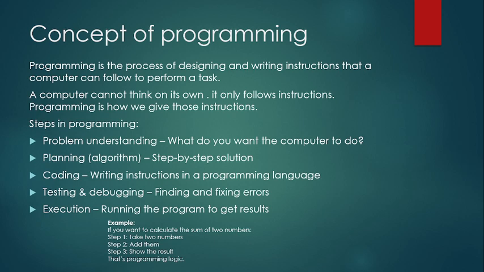And then we test it and find the bug. Finding the bug means you should resolve the bug, meaning debugging. It means you should do testing and debugging, finding and fixing the errors. Execution: finally, we execute the code, meaning running the program to get results. Example, if you want to calculate the sum of two numbers, we take three steps: take two numbers, then add them and show the result. That's the programming logic.